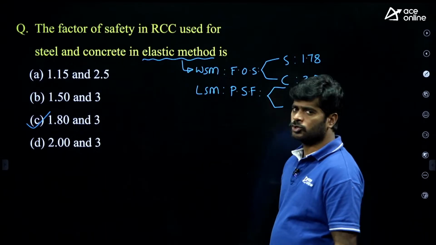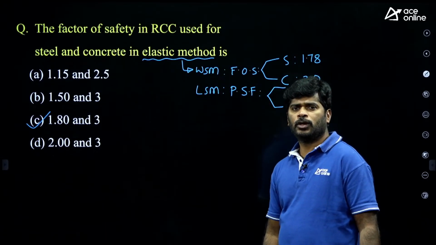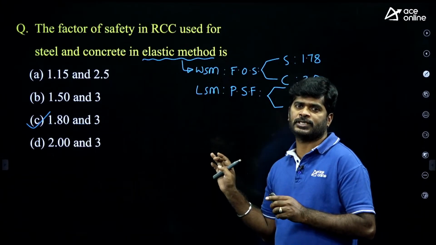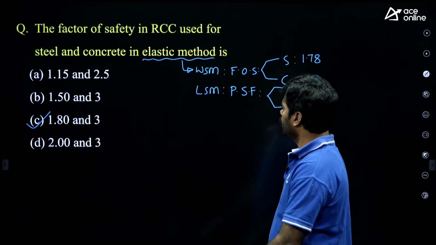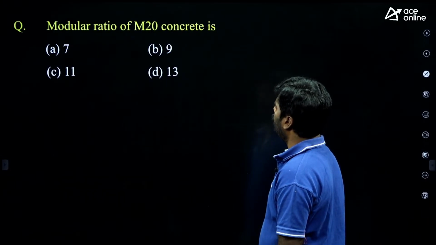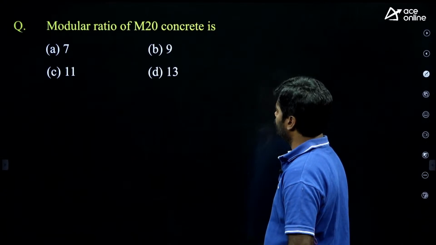Even if you follow these questions, I am telling you, mostly 2 or 3 questions you will expect from these questions itself as it is. Okay? Right. Next one, modular ratio of M20 concrete is.